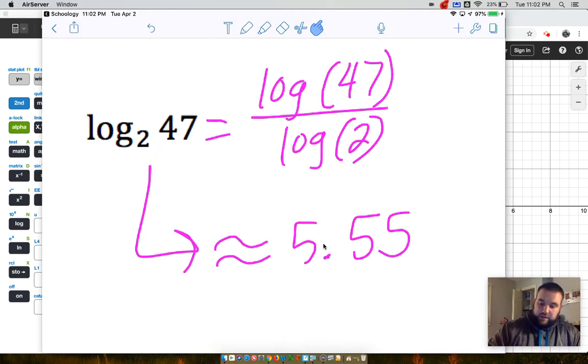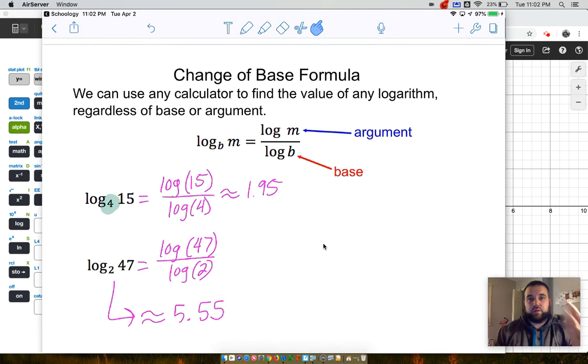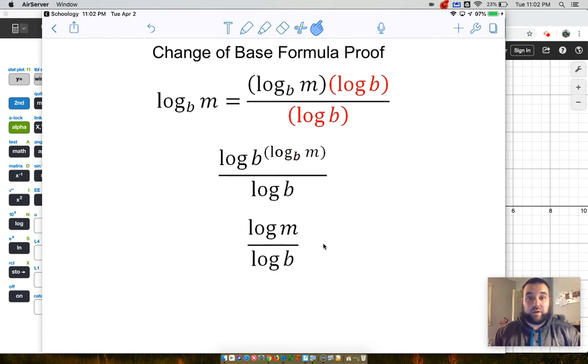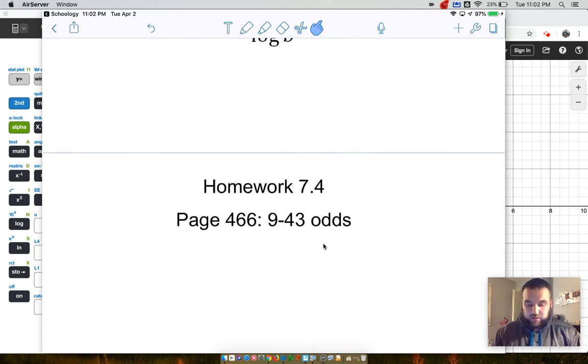So that's just kind of a quick rundown. Those are the three main properties that we're going to use from earlier. And this change of base formula allows us to use any machine to calculate logarithms. If you really care, there's a proof. Most of you probably don't care.